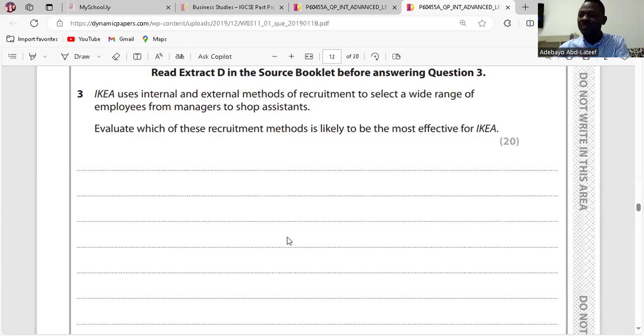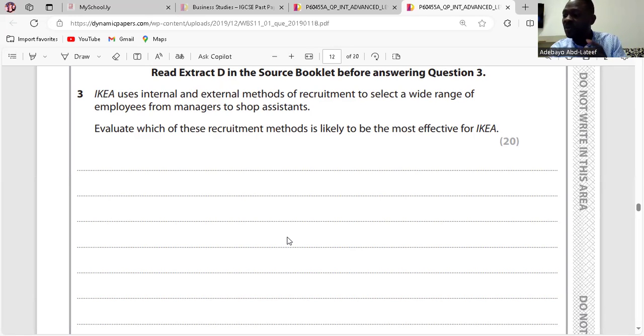Internal recruitment occurs when the business fills a position using an existing employee. Yes, that's internal recruitment, or putting someone within the organization in the position that is vacant. So that is internal recruitment. So what are the benefits of using internal recruitment?